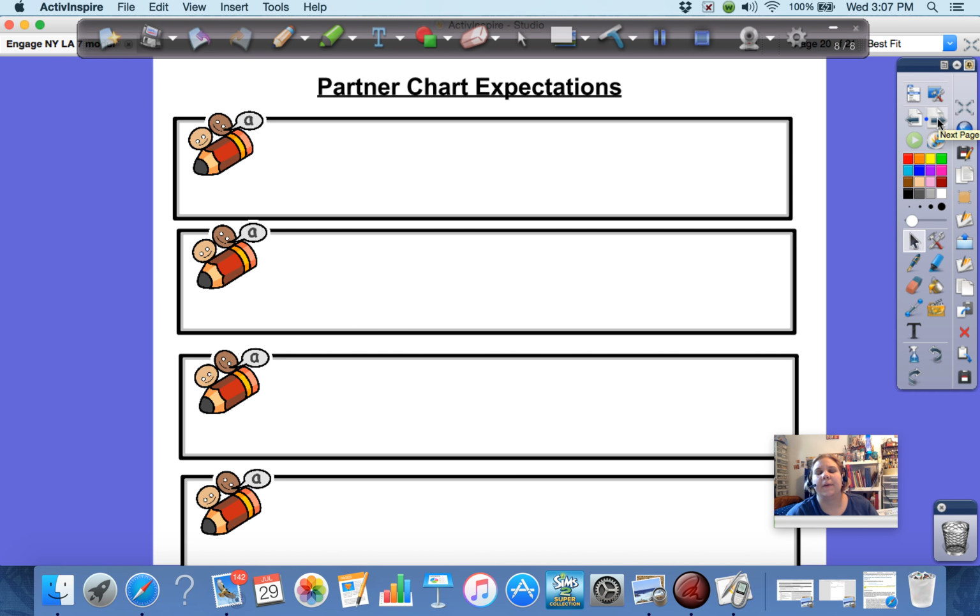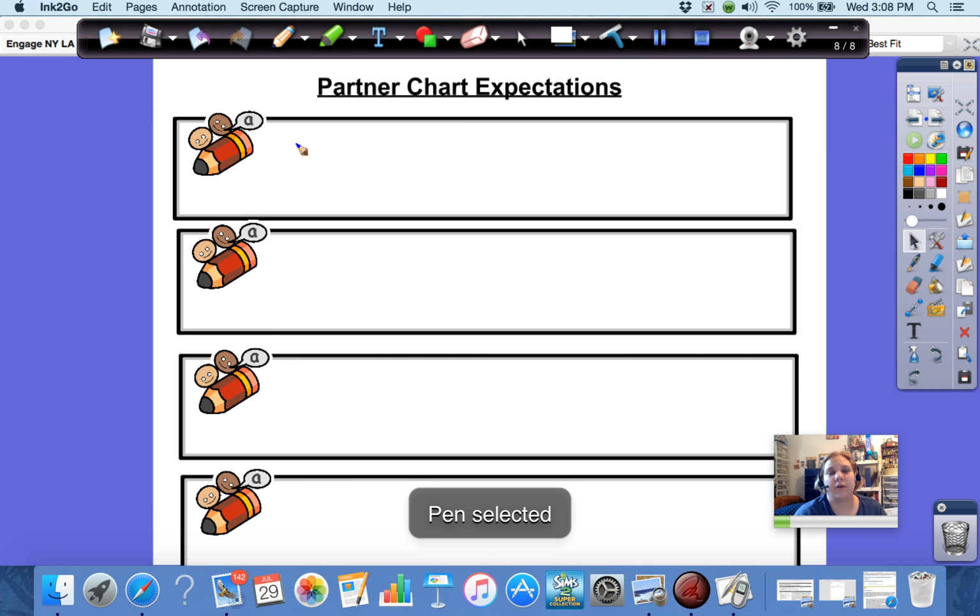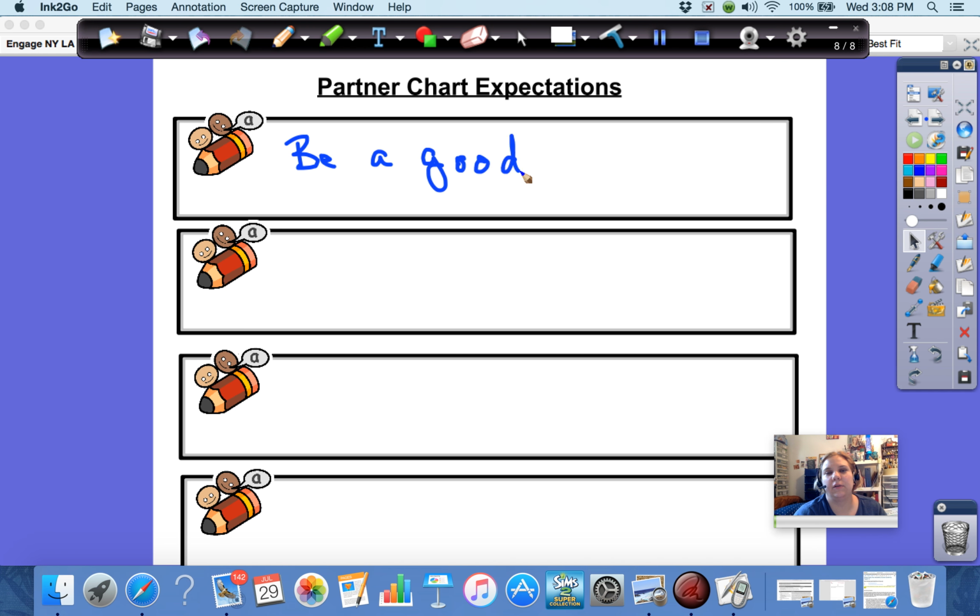5. And then you're going to think, pair, share with your partner. What do you think a good partner should do? Maybe I think a good partner should be a good listener. I'm just throwing these out there. Be respectful.